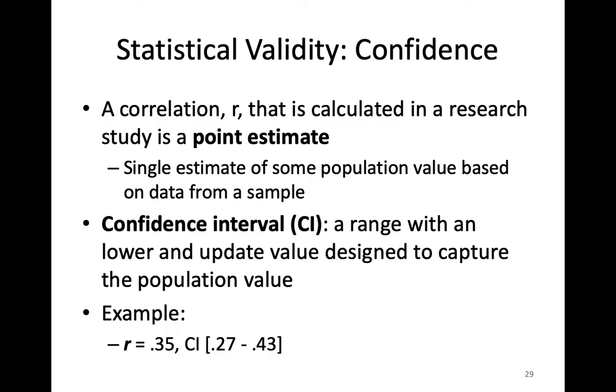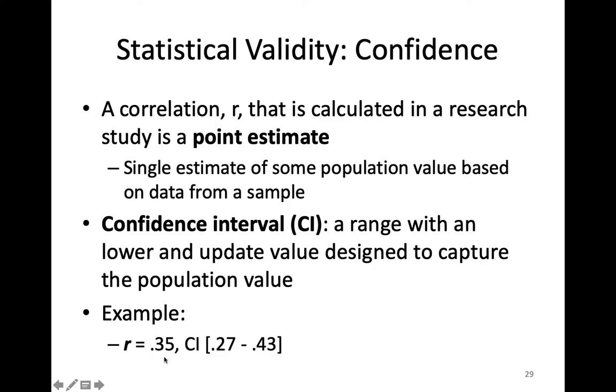And then the other thing that we can ask when it comes to statistical validity is the idea of the confidence that we have in that correlation. So a correlation that's calculated in a research study is a point estimate. Just like a percentage is in a frequency claim, a correlation is a point estimate, right? So this is just a single estimate of some population value that's based on data from a sample, from a particular research study. The idea of a confidence interval is that we can come up with a range that has a lower and an upper value that's designed to capture the population value.